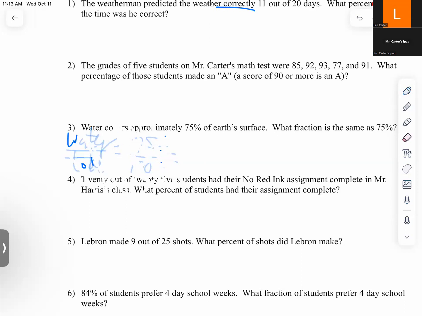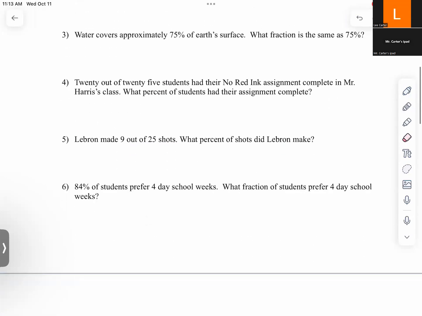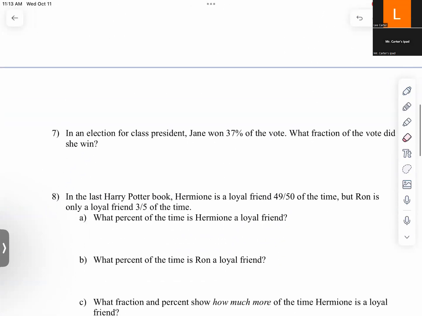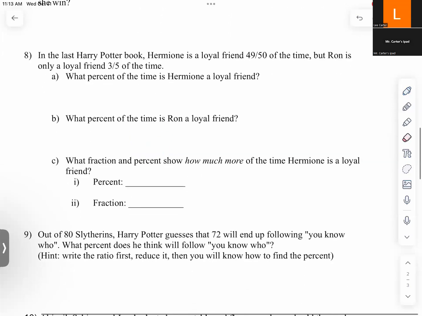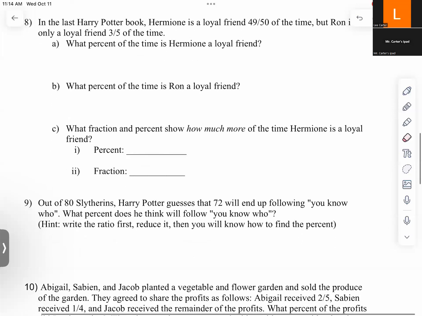All right, now let's look at a couple of the more complex ones. Those were all pretty straightforward. On number 8, I've given you a multi-part Harry Potter question. I like Harry Potter. Hermione's a loyal friend a certain fraction of the time, and Ron's a loyal friend this amount of time. Parts A and B are pretty straightforward: the percent that they are a loyal friend. Then you're looking for the fraction and percent of how much more of the time Hermione is loyal.